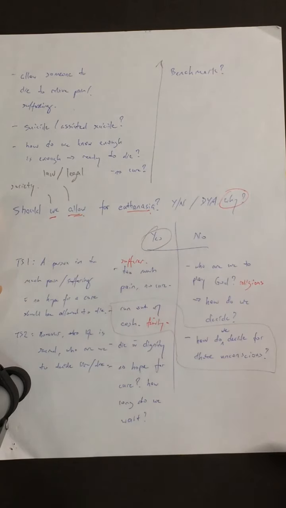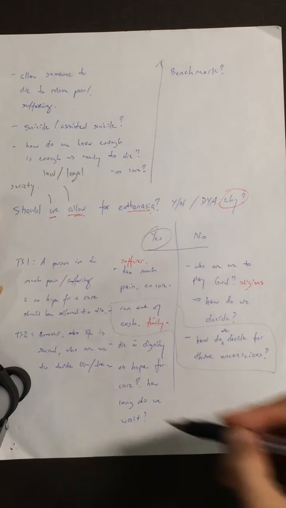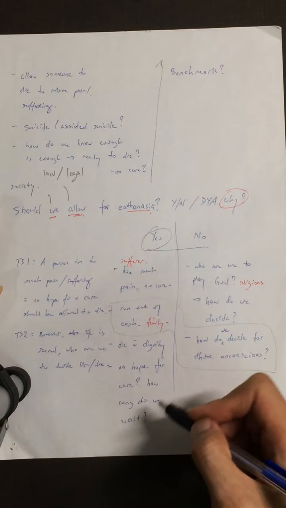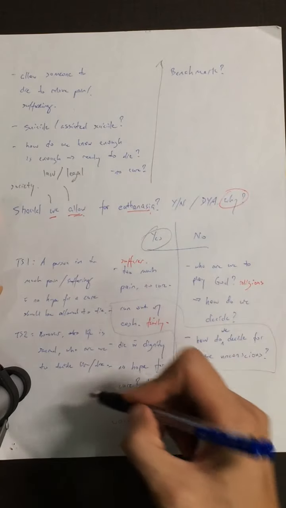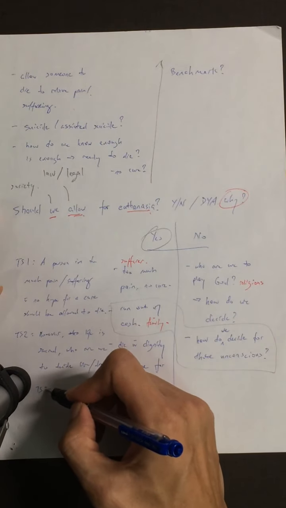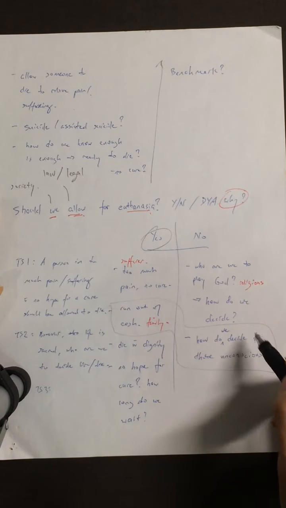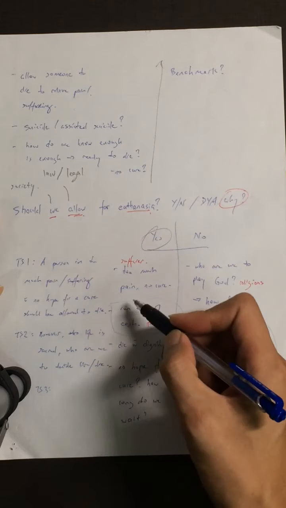This is a common argument, but if there's no hope for a cure, if there's no hope for a turnaround, how long do we wait? Then there's the counter, like, how do we decide how long to wait? Or maybe I talk about this. What if we run out of cash? Then the counter. How do we decide for those who are unconscious? So now I'm going to talk about this.